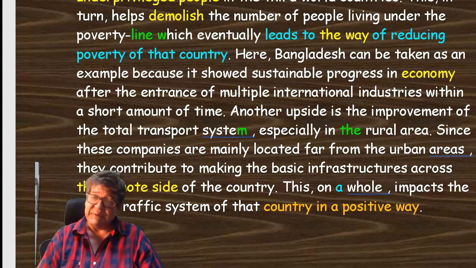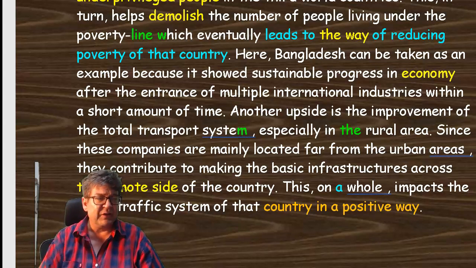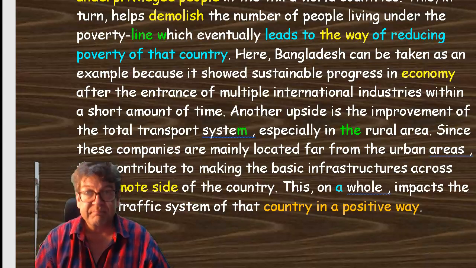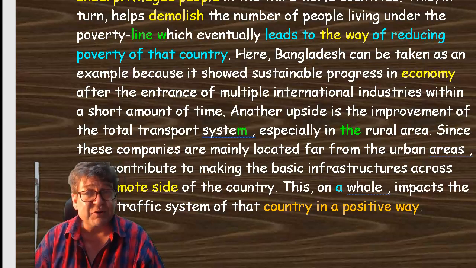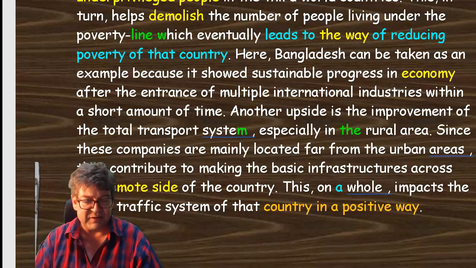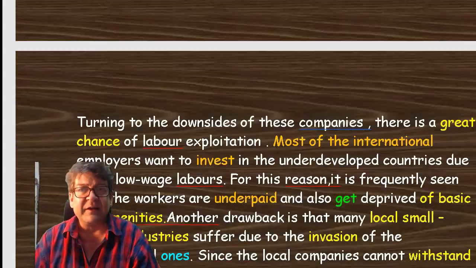"Across the remote side of the country." That's not using the word remote correctly there. "This, on a whole": on the whole is the expression. "Impacts the whole traffic system of that country." Which one? "In a positive way." How? What is the advantage? You're just simply saying that it impacts it positively. And why is that an advantage? You have to say what the advantages are. You don't have to explain how they came about, really. But you do need to explain what the thing that you're talking about is advantageous. Why is it a good thing? I know, traffic is better. That's a good thing. Explain it. Explain everything.